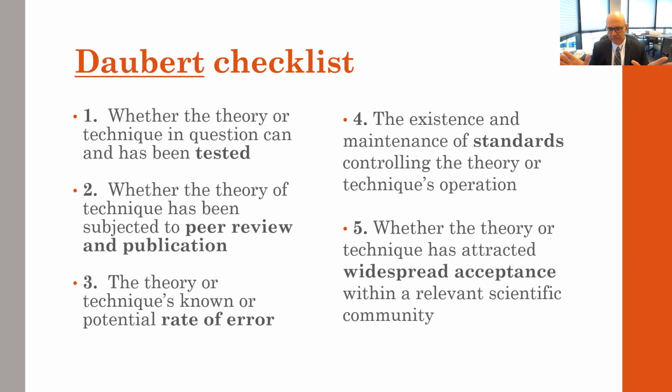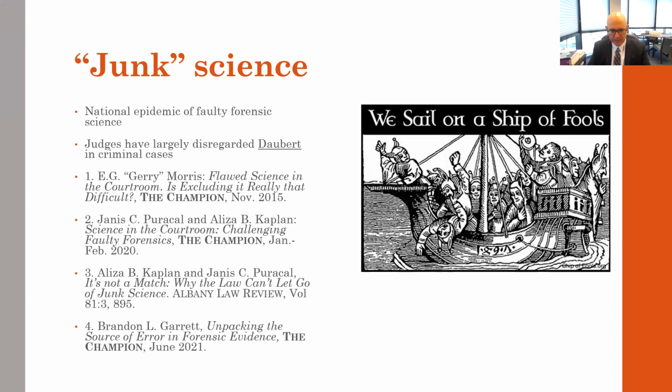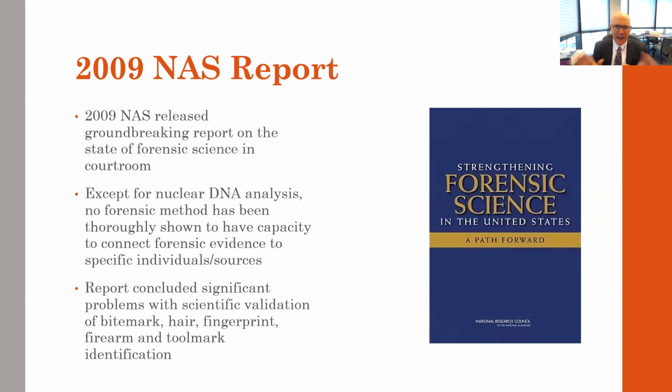Now, from our standpoint, what becomes really important is that a lot of stuff that we have to deal with is straight up junk science. And in my PowerPoint here, I give you a series of articles from the Champion. These are recent articles, for the most part in the last few years. These articles talk about the national epidemic of forensic science. And this is amply demonstrated by the 2009 National Academy of Sciences report that concluded that much of forensic science that is used is flawed, is junk. But yet, courts continue to go ahead and allow it in.